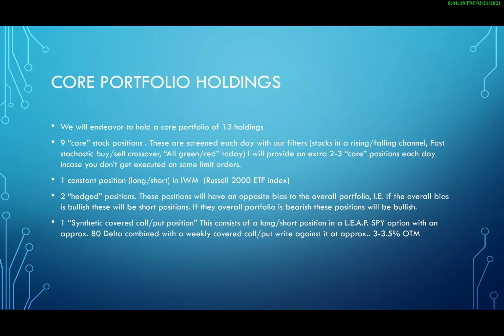Now, why would we continually have a constant position in the IWM? Again, it could be a long position. It could be a short position, depending on our bias. But we're always going to have one of our core positions in the IWM. The reason for that is that small caps tend to move more than large caps.